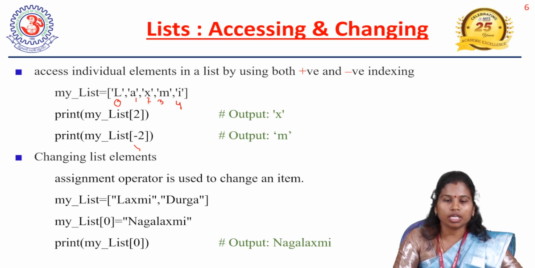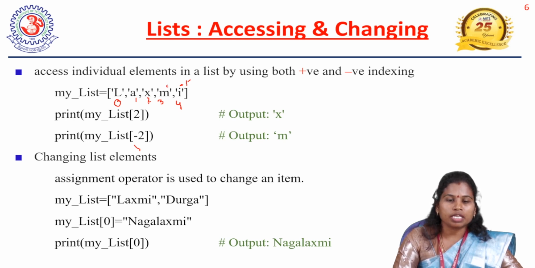Now coming to the negative indexing value. Negative indexing values start from the right side. So here the first right element is I, so its negative indexing value starts from -1. Instead of 0, we are starting negative indexing from -1.